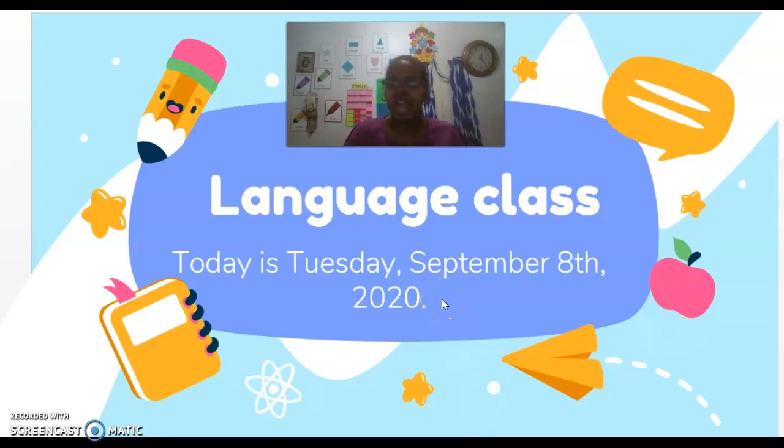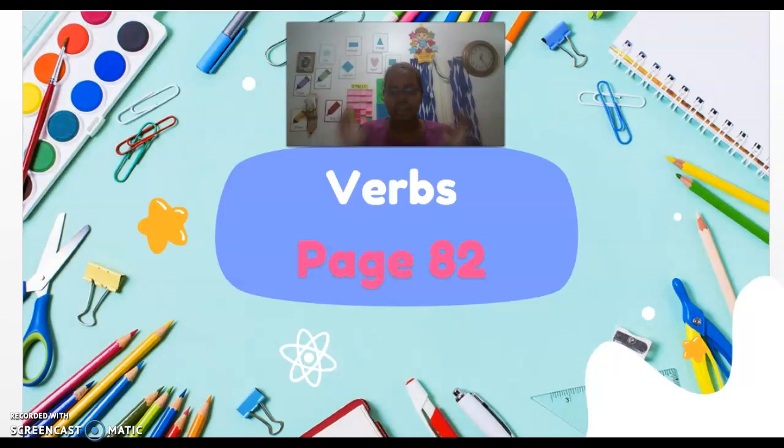Today is Tuesday. Yesterday was Monday and tomorrow is Wednesday. Today is Tuesday, September 8, 2020. And remember that this week we are talking about verbs.